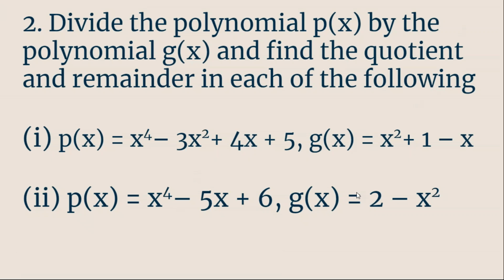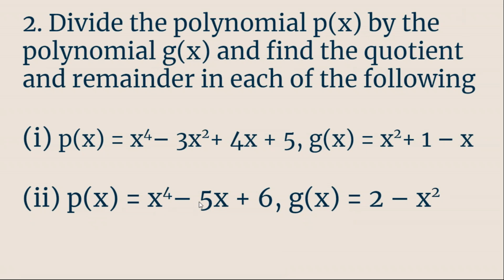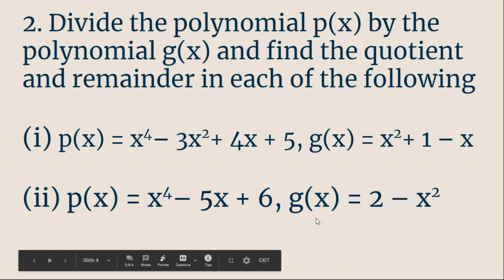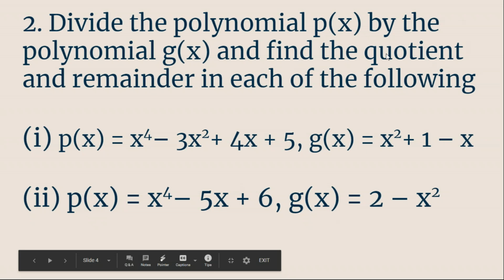Next one is x to the power 4 minus 5x plus 6, which has to be divided by 2 minus x square. So again, don't forget, here two terms are missing in p of x. Add the two terms and then divide. You can't see the question, Pratim. The question is divide p of x, x to the power 4 minus 5x plus 6, by g of x, which is 2 minus x square. Yes, I am displaying the question. Can you see?